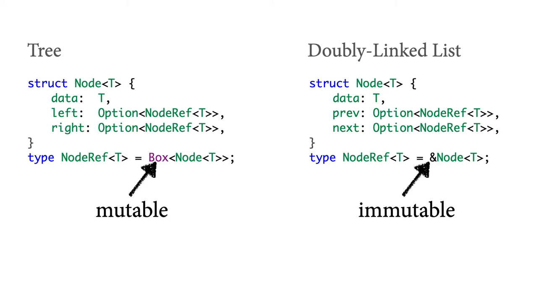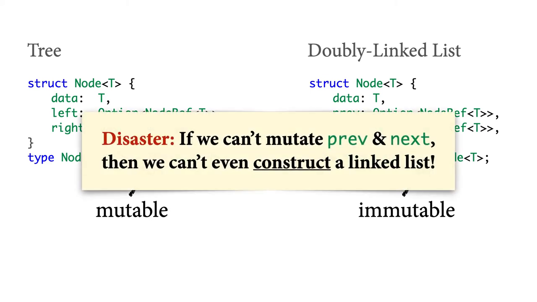Specifically, you can see here on the left the tree type we showed before, and on the right, the new doubly linked list type. The only difference between these types is that we've changed the type of node links from the box type we had before to a shared reference type. But in doing so, the links between nodes have all become immutable. You cannot mutate through these references. And that's a disaster. If you can't mutate through these links, then you can't even construct a linked list in the first place, let alone mutate it.